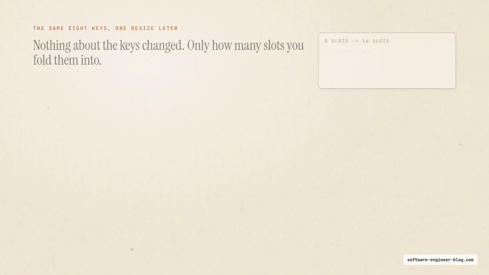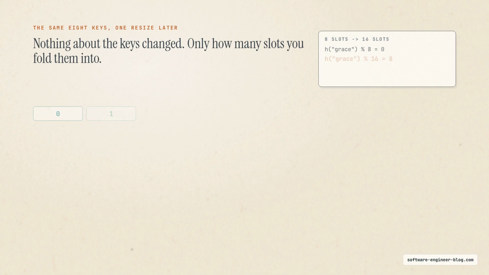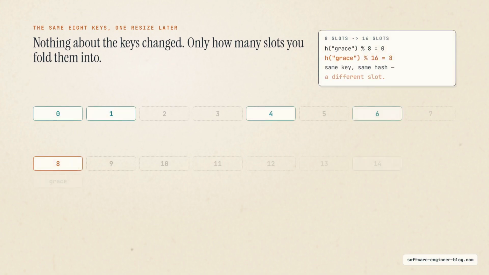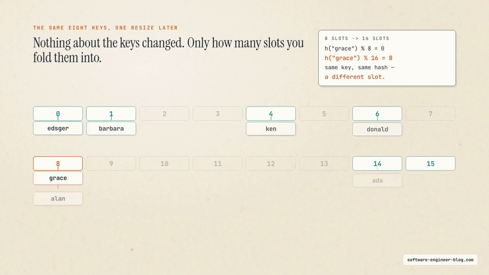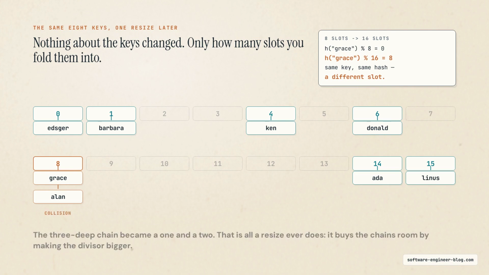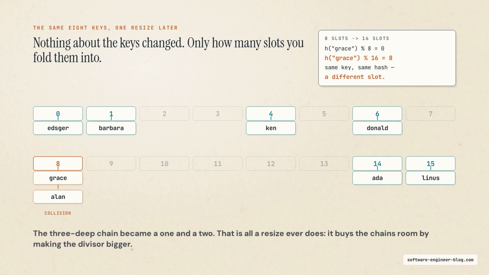And here are the same 8 keys straight after that resize, 16 slots instead of 8. Look at Edgar. Modulo 8, he was slot 0, and modulo 16, he is still 0. But Grace, who was also slot 0, is now slot 8. Same key, same hash, different slot, purely because the divisor changed. And look at the result. The chain that was 3 deep is now a 1 and a 2. That is all a resize ever does. It buys the chain's room by making the divisor bigger.